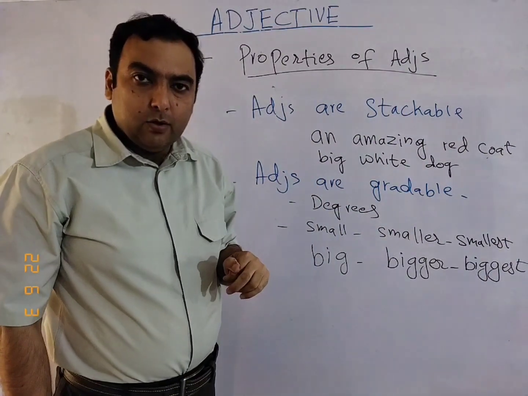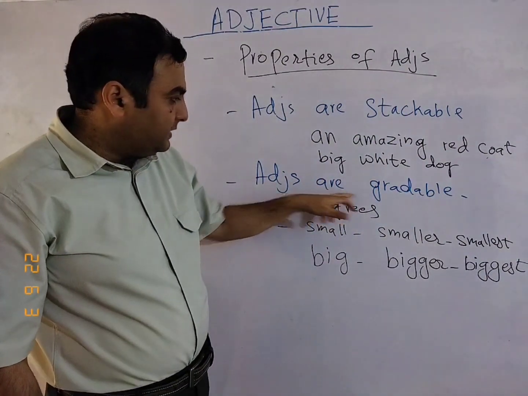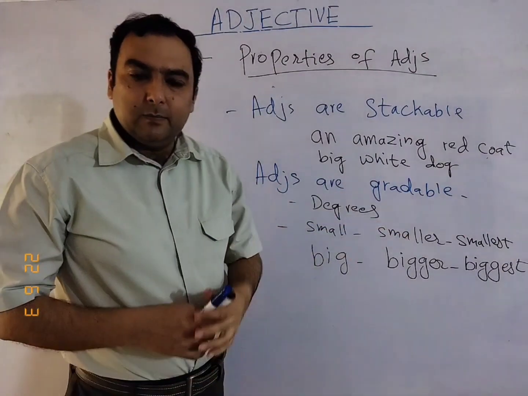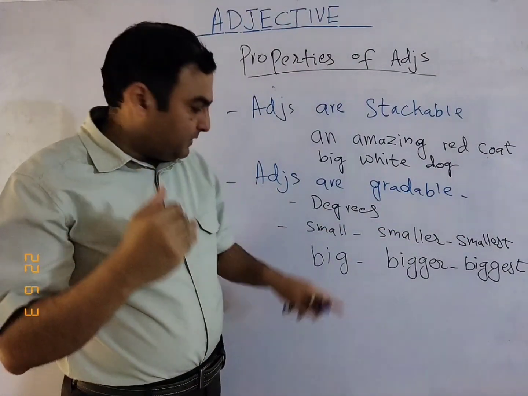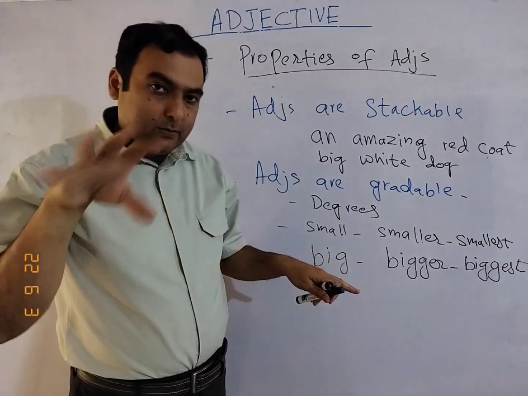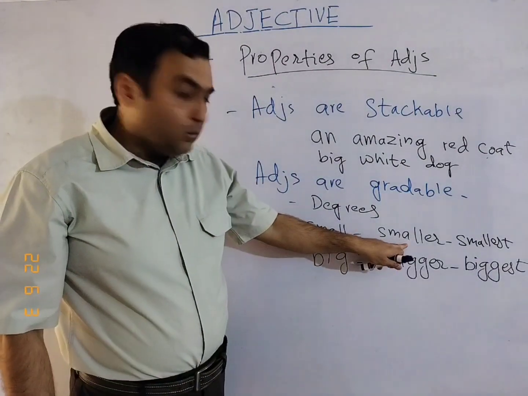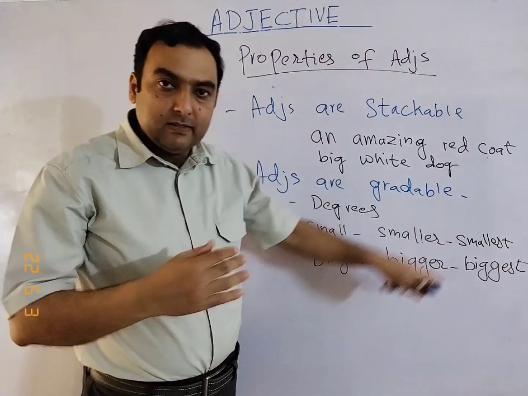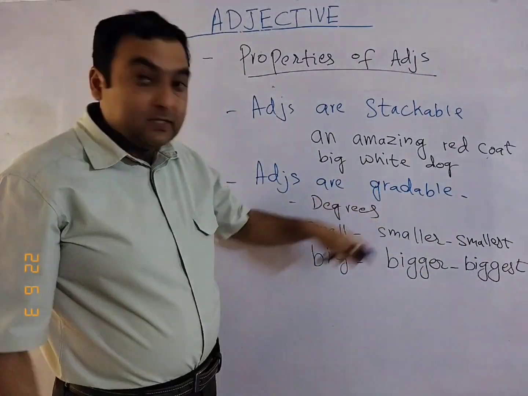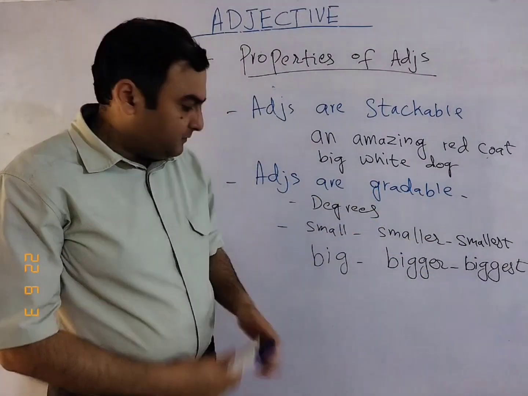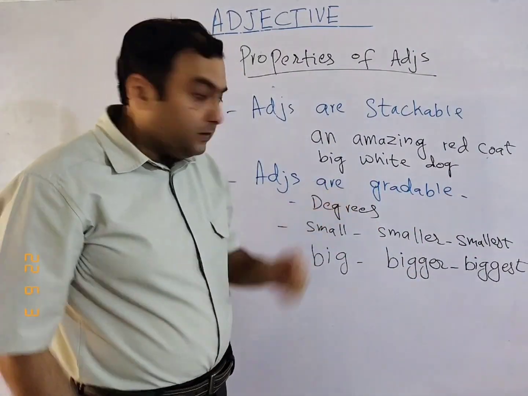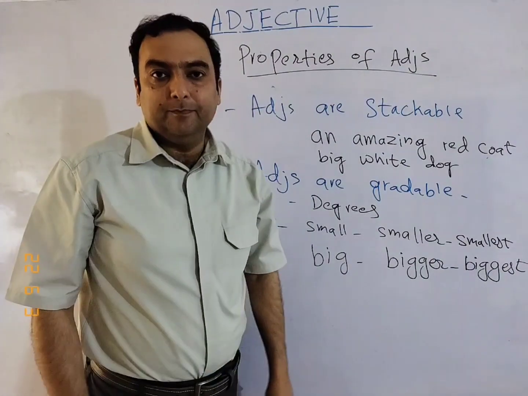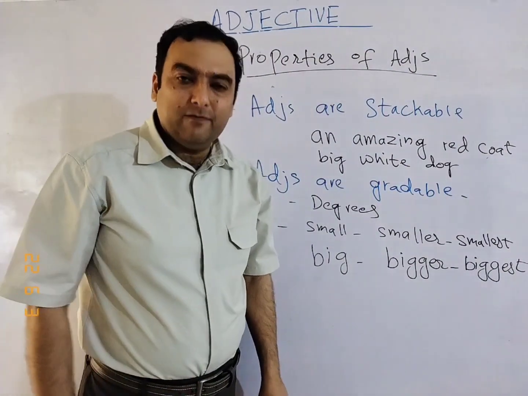Another property of adjectives is that adjectives are gradable. Gradable means they have degrees. For example, small, this is the positive degree. Smaller, comparative degree. Smallest, these are degrees. So this is another property of adjectives. Big, bigger, biggest. So adjectives are gradable, they can be graded. That's it, what we have for today.